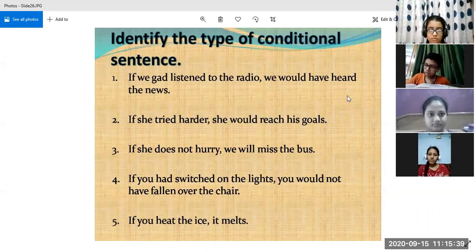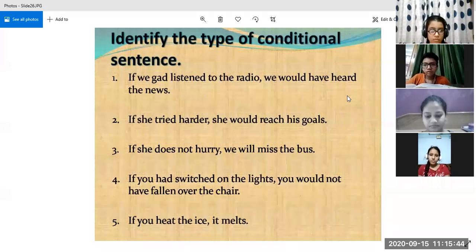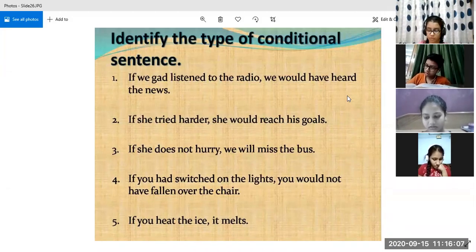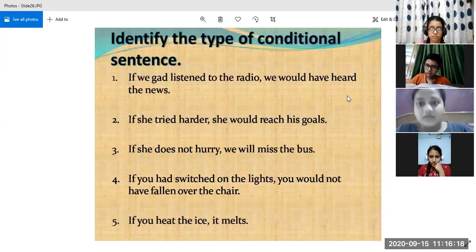Okay, now the second one will be answered by Inshra Ilyas. Yes, Inshra. Ma'am, the answer will be second conditional sentence. Okay, why? What were the conditions? What is the structure of writing down a second conditional sentence? Ma'am, because there in the second, it is written she could reach his goal. So could will be the second conditional sentence.